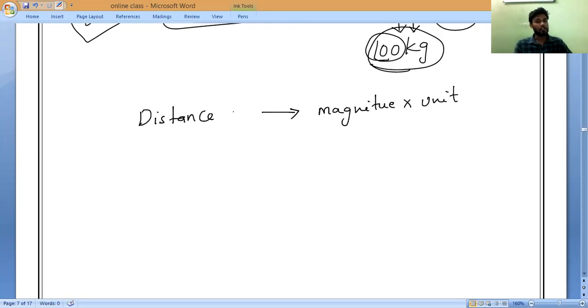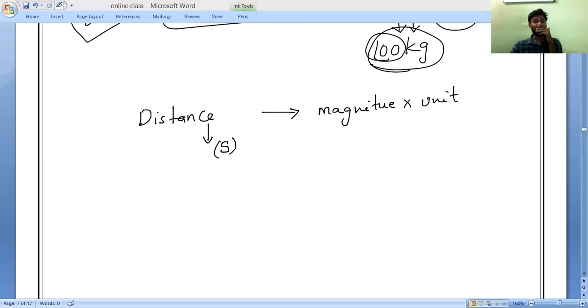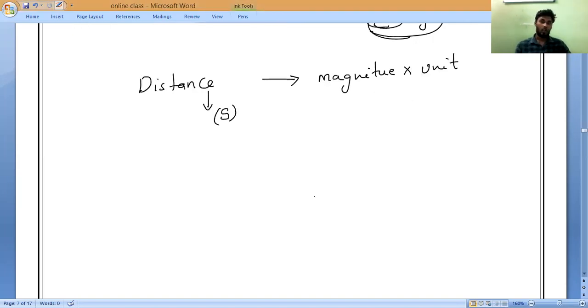Now if you consider distance, we represent it with the symbol S. S means distance. Kindly remember. S means distance. So now, for example, if I take 10 meters, 10 is called the magnitude, and meter is called the unit. That is what you have to remember.